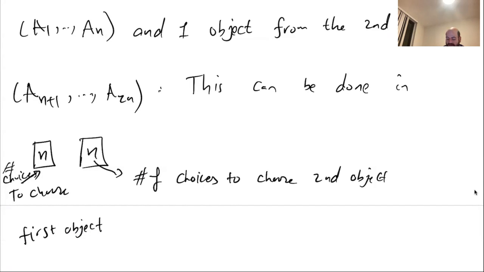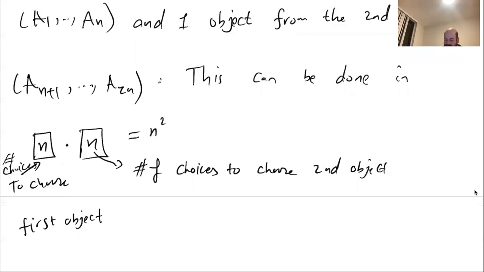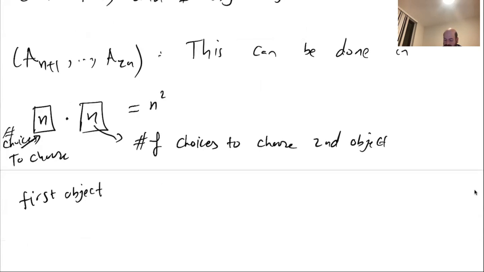So I have n choices to choose the first object, n choices to choose the second object. Overall, I have n times n, or n squared ways to do this. I am multiplying them by the product rule.